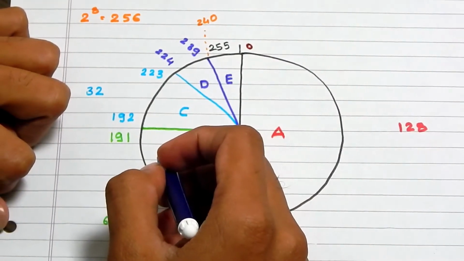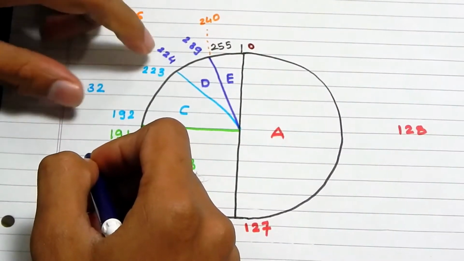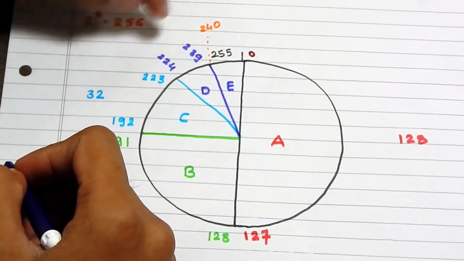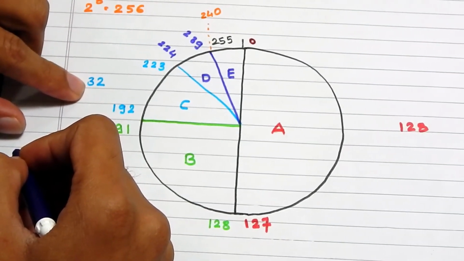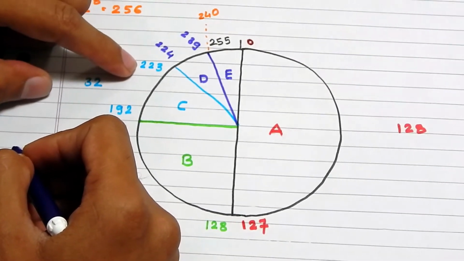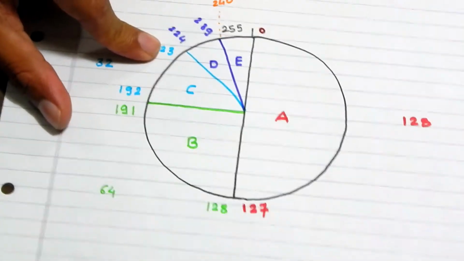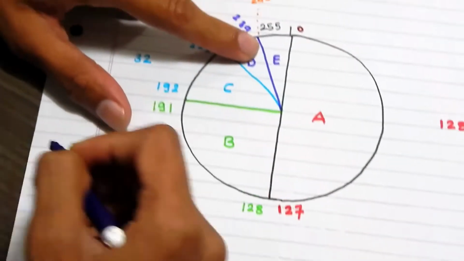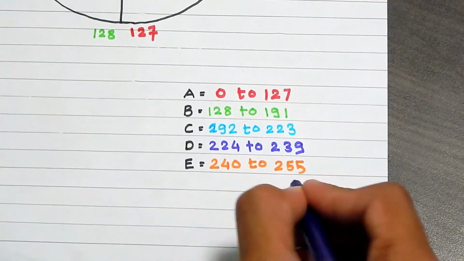For class D and E, we divide this part into 2 halves. The first address of class D starts from 224. For the ending address of class D, we divide 32 by 2, that is 16. When we add 16 to 223, we get 239. Hence class D ranges from 224 to 239. For class E, the starting address will be 240 and the ending address will be 255. So class E ranges from 240 to 255.